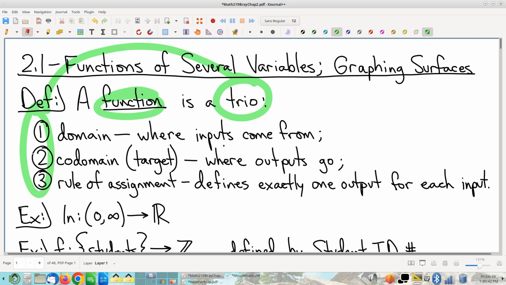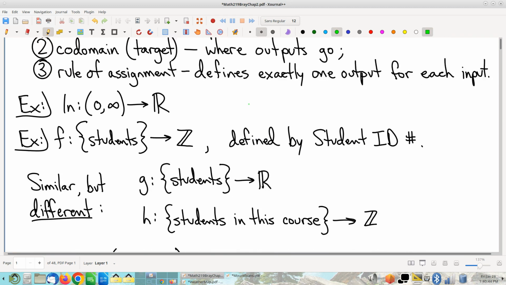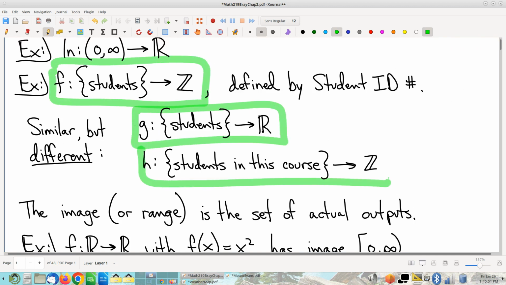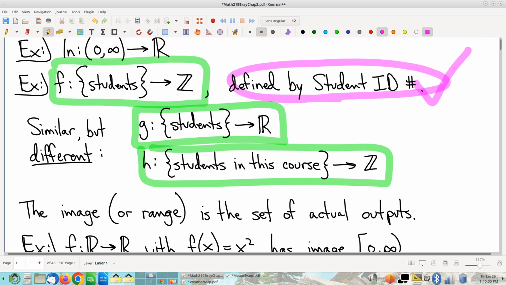The example that we ended with, as I recall, was this right here: these three functions are all different functions, even though they all use the same formula. But they have either different domains or different targets or both. The point is they have differences among their domains and targets. So these are three distinct functions, even though they all use the same formula.